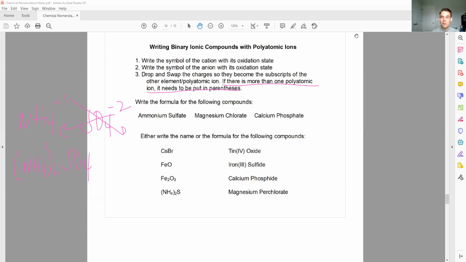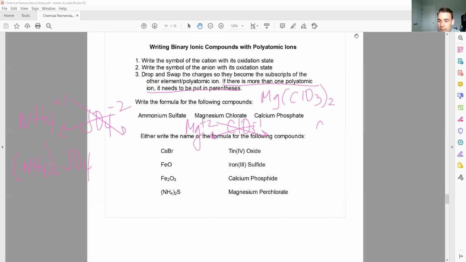And it's very important that we do that because I have two ammoniums, all right? I won't have 2 nitrogens, 8 hydrogens, and then a sulfur and 4 oxygens. I have 2 NH4s. So next one, magnesium chlorate. We take magnesium plus 2, chlorate, ClO3 minus 1. And we go ahead and we swap them. And then I'm just going to write it up here. I'm going to have 1 magnesium. I'm going to have 2 chlorates, so it needs to go in parentheses.